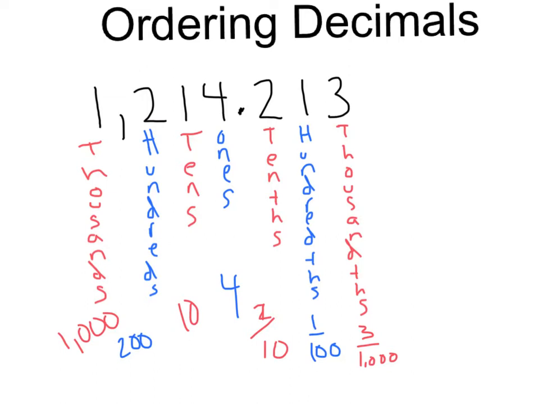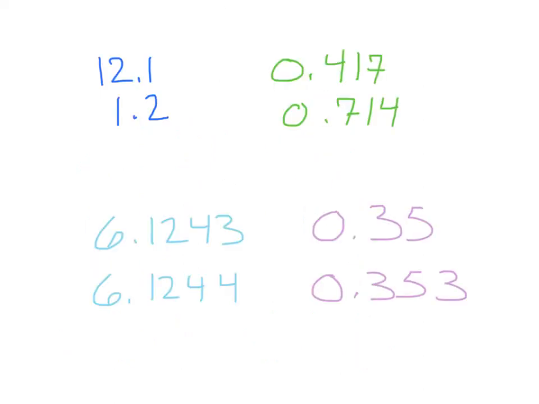So remember, when ordering decimals, you always want to start from the left. The leftmost number is worth the most, whether it's thousands or whether it's tenths, and it always gets smaller as you move towards the right. Let's take a look at a few examples here. I'm going to circle in red the bigger of the two numbers.